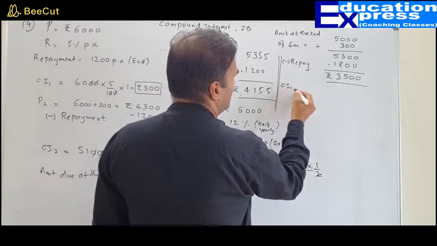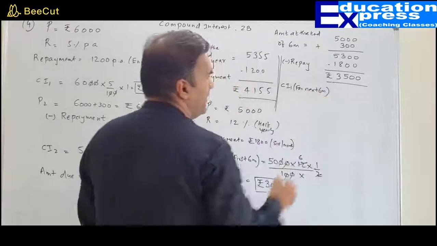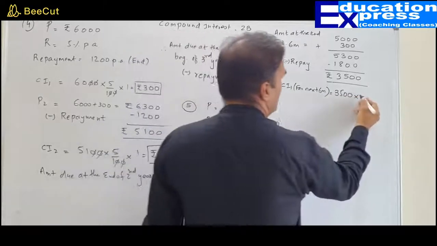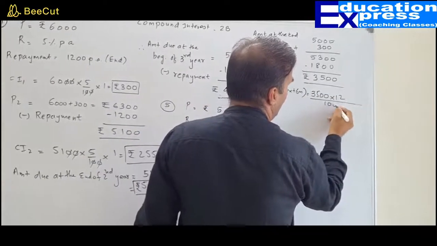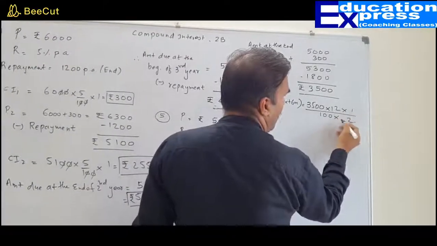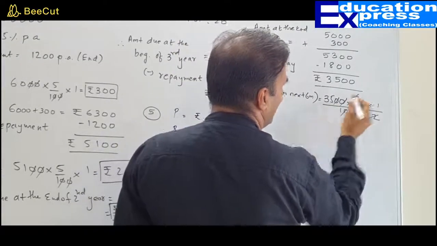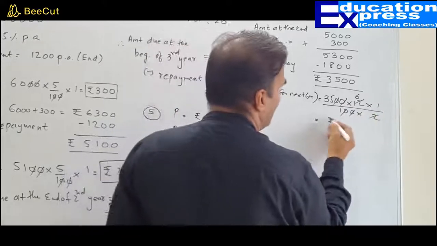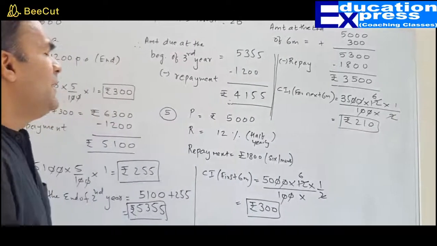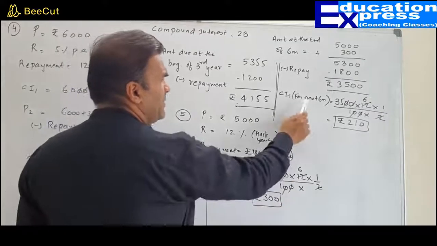So compound interest for the next 6 months, that would be 3,500. What is the rate? 12%. 12 upon 100 into time. So again next 6 months. So half. 1 upon 2. Calculation 0, 0, 0, 0. 1 za, 6 za. 35, 210 rupees. 210. So my dear friends, this is compound interest for the next 6 months. 6 months done over here. 6 months done over here.